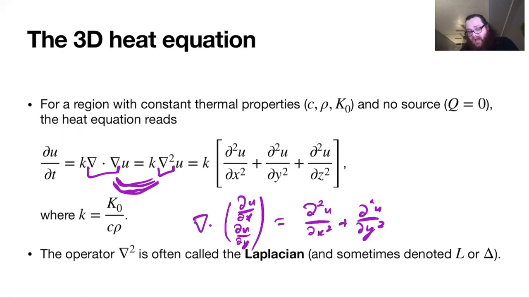But anyways, this operator, nabla squared, shows up often and is important enough that we usually call it the Laplacian. Sometimes it's denoted just by an L. Sometimes it's denoted by a delta. We are going to avoid both of these notations, mainly because for some of these derivations we've been using delta to denote a small increment, and we're going to try to avoid overloading that notation. But the point is that this operator, nabla squared u, which gives us this thing right here, is called the Laplacian. Otherwise, this is the 3-dimensional heat equation, at least when things are constant and we have no source.